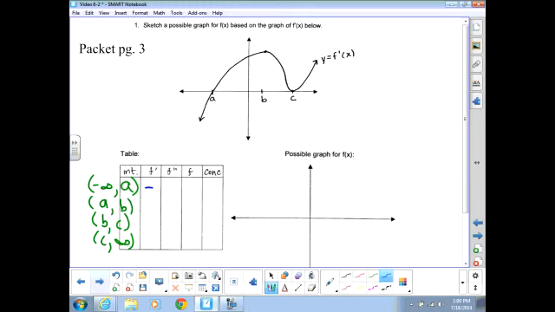The next section, we're looking from a to b, so this section here. That whole section has positive y values. From b to c, this section here, we still have positive y values. And from c to infinity, still positive y values.